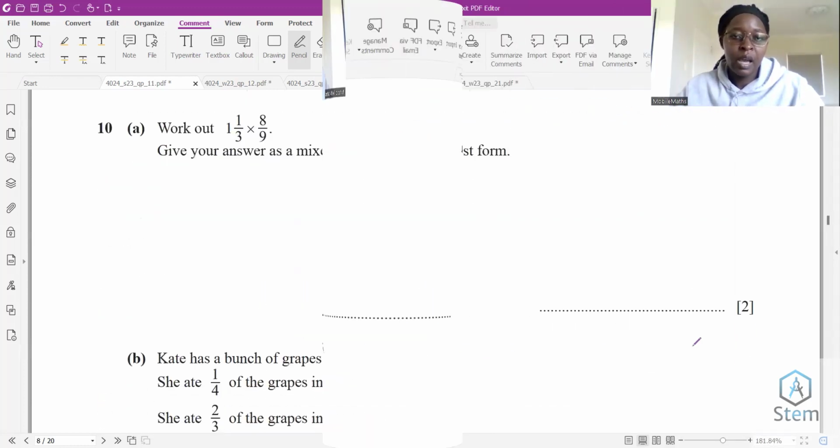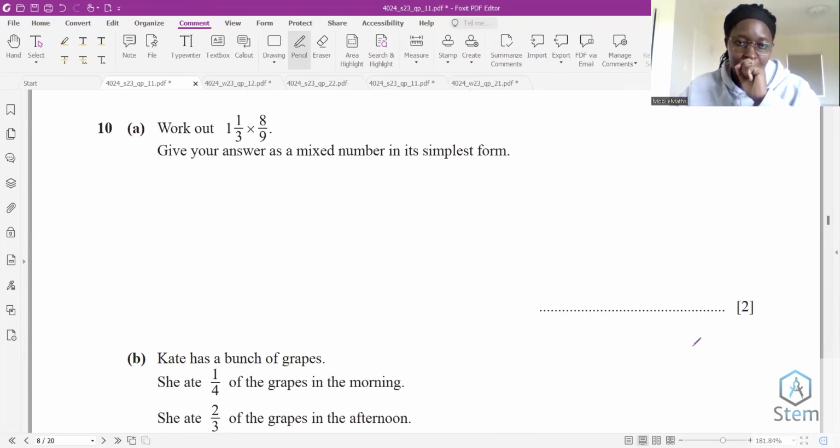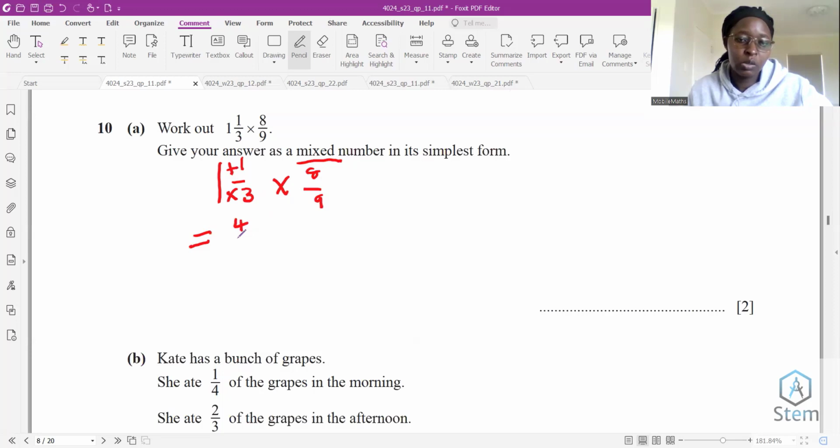Let's move on. Work out 1 and 1 over 3 times 8 over 9. Give your answer as a mixed number. So here we can multiply and here we are adding. 3 times 3 we get 9, plus 1, we get 4 over 3. So this is going to be 4 over 3 times our 8 over 9. I don't think we can simplify this one.